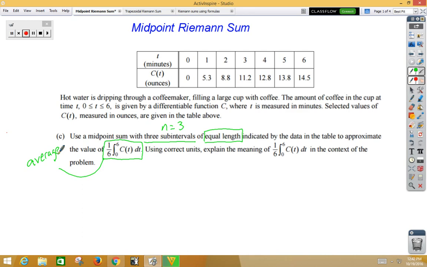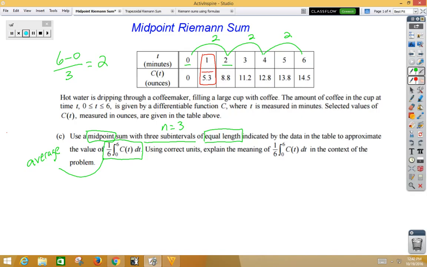If we're going from 0 to 6 and we only have 3 subintervals, then we're skipping by 6 minus 0 divided by 3 subintervals. So we're skipping by 2's, which means we're starting at 0 and going from 0 to 2, then from 2 to 4, then from 4 to 6. All of those are skipping by 2. Now we want the midpoint. What's the midpoint between 0 and 2? Well, that would be 1.